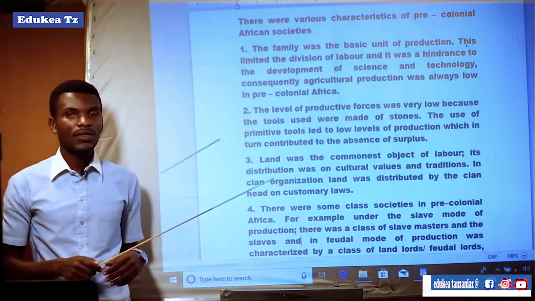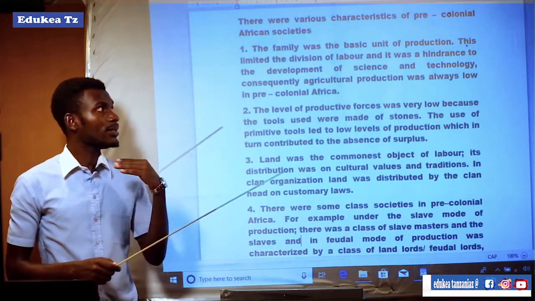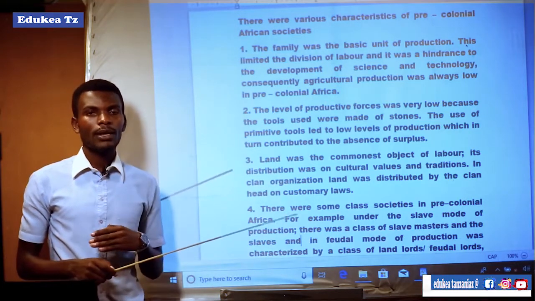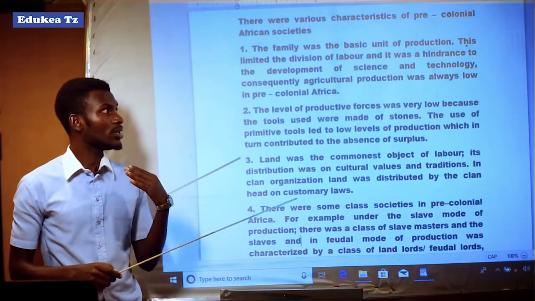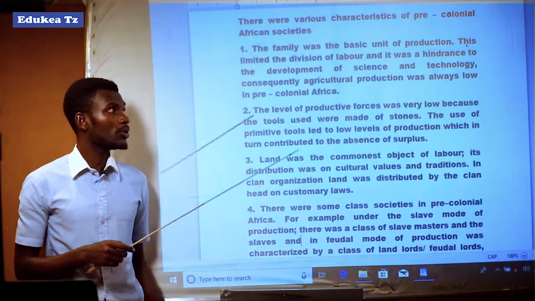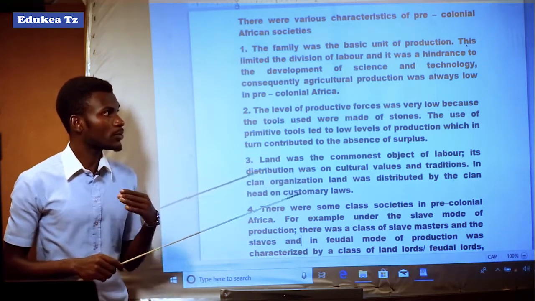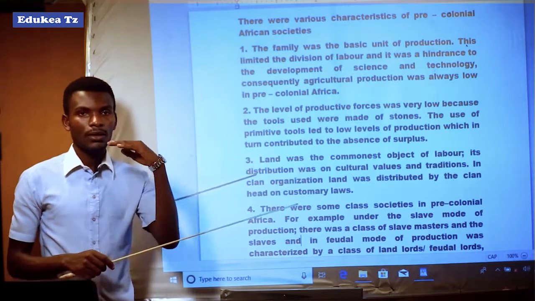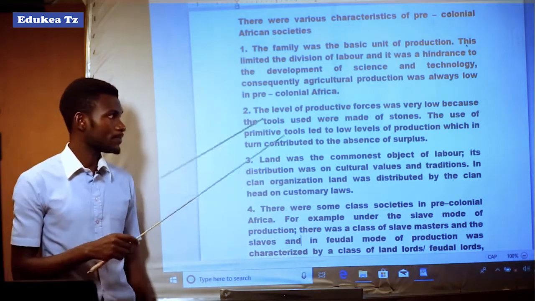It means that the family has used the labor in production. This limited the division of labor and led to the hindrance to the development of science and technology in pre-colonial African society. Hence, agricultural production became less developed, or low in production.